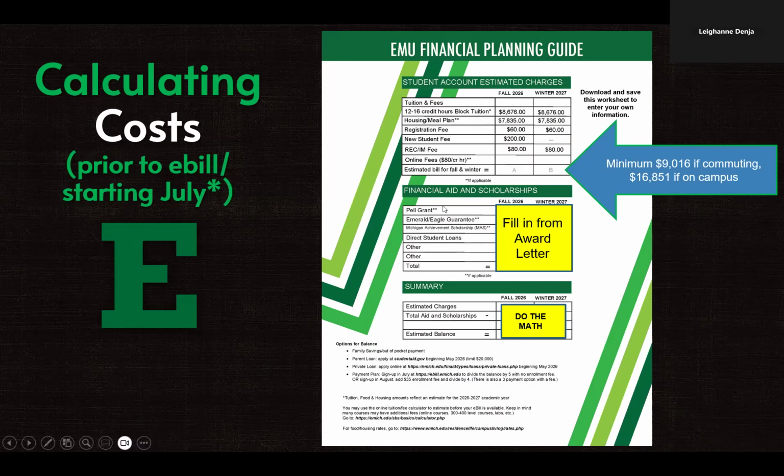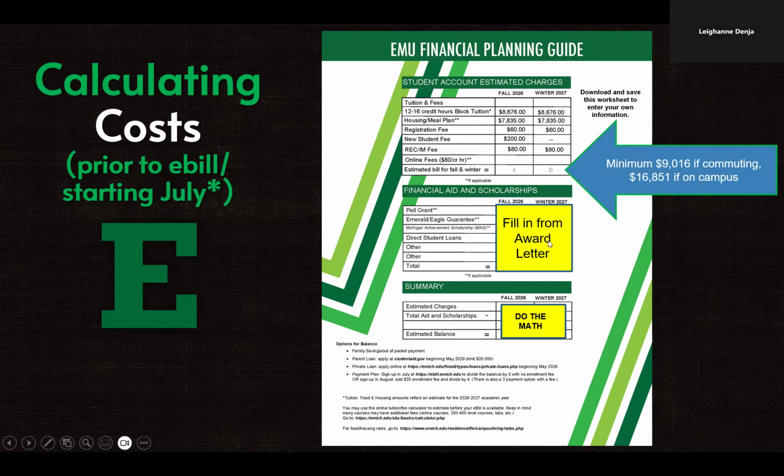So if you qualify for Pell Grant, there's a line item here. If you don't, you can cross that out. That is determined by the FAFSA, not EMU. If you have an Emerald Scholarship or an Emerald and an Eagle Guarantee, you would be able to put those amounts in here. Michigan Achievement Scholarship is something that, if you're a U.S. citizen who is a resident of Michigan, as well as attended and graduated from a Michigan high school, graduating after 2023, that might be something that you would see as part of your aid offer.